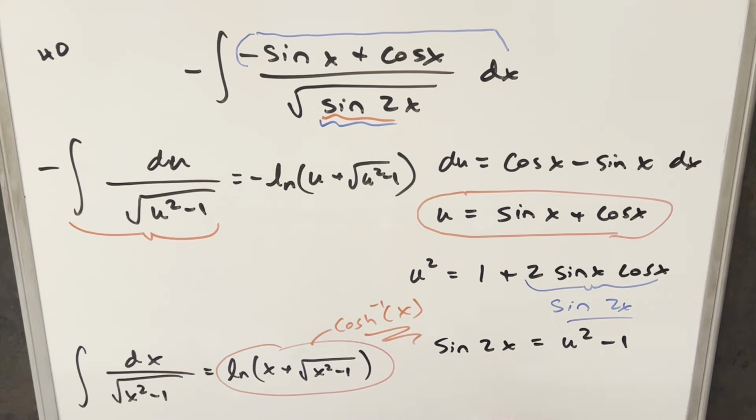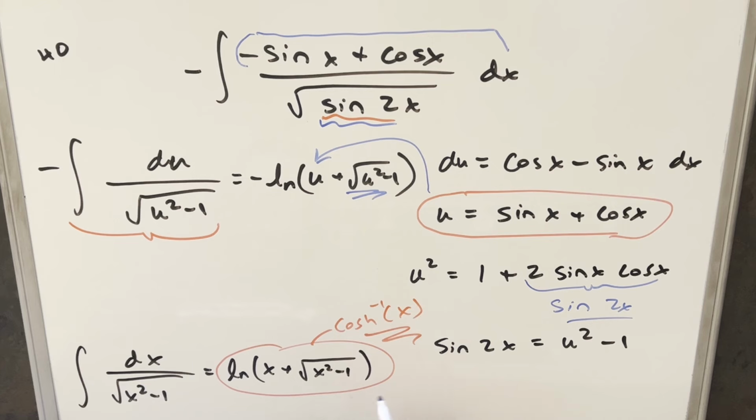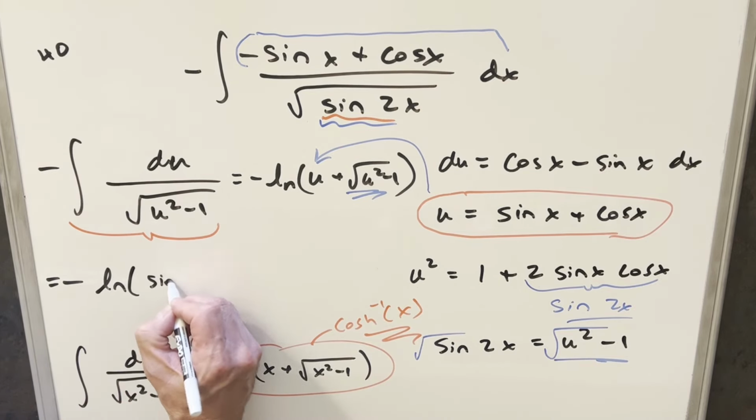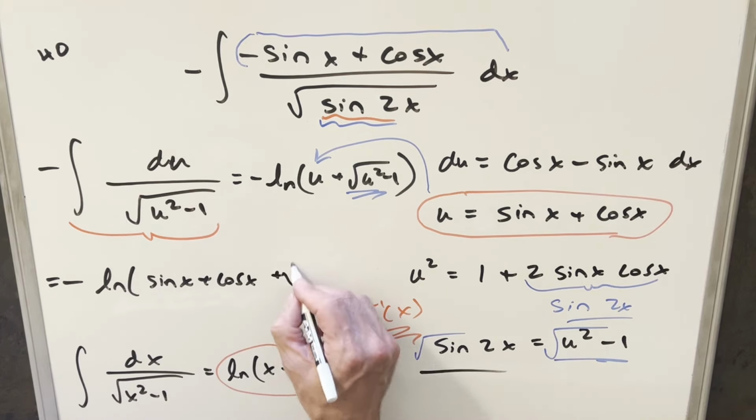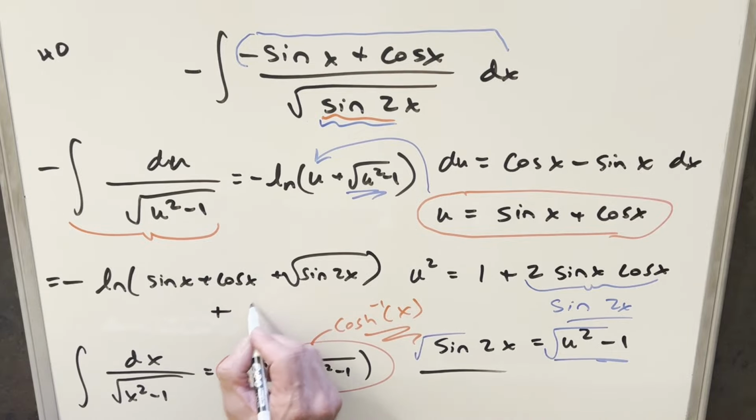And then from here, all we need to do is back substitute in order to finish it off. But we already have this u squared minus 1 value right there. We just need to put this inside of a square root like this. And so for my final solution, we just get minus natural log of (sin x plus cos x plus the square root of sin 2x), plus C, and that's it.